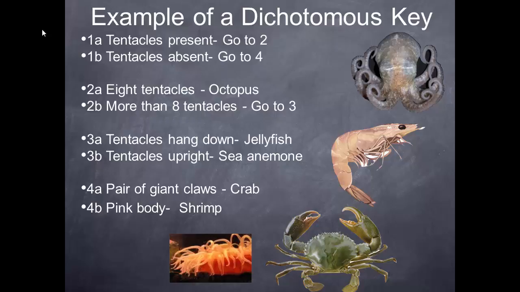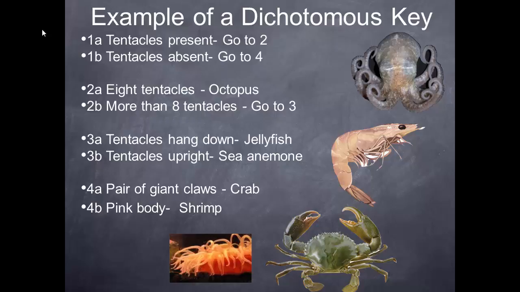For example, if we're looking at this sea creature, we always start at the top of the key, number 1. 1A says tentacles are present. 1B, tentacles are absent. In this one, tentacles are present, obviously. So we follow, and it says go to 2. Does it have 8 tentacles or more than 8? It has 8, which tells us this is an octopus. If we didn't know this, just by knowing some simple characteristics, we can figure out what it is.